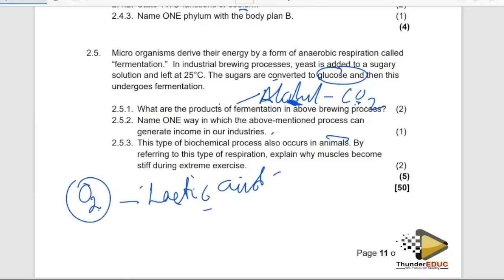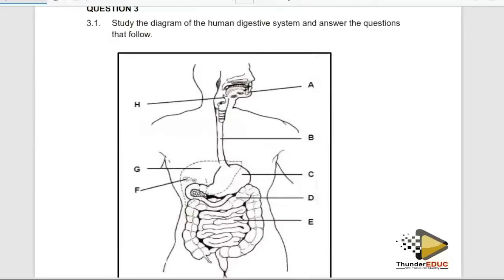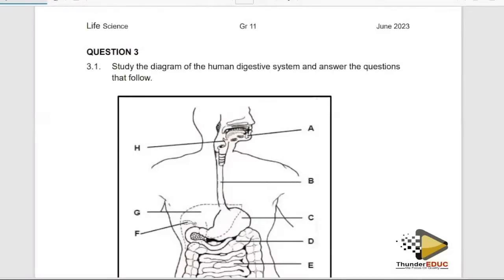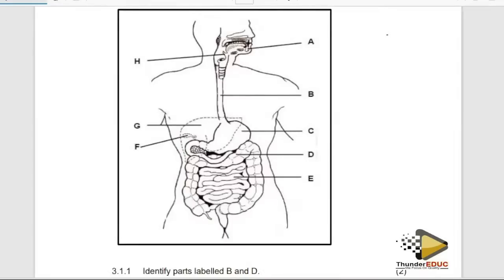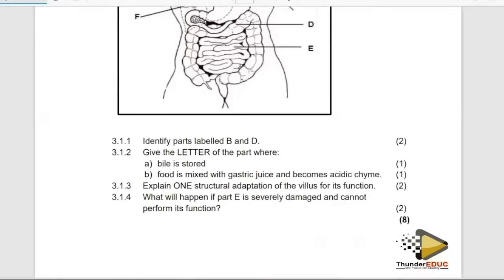Yes. So question number 3 is saying, the diagram below is a diagram of the human digestive system; answer the questions that follow. So here you have the different labels. Identify parts labeled B and D. Not B to D, it's B and D.